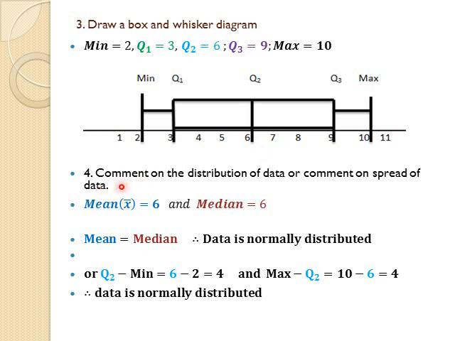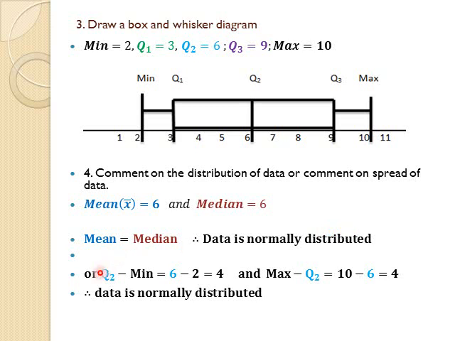Now for number 4, they say I must comment on the distribution of data or comment on the spread of data. One of the two would be tested. So first way, my mean here equals 6 and the median is 6. So when my mean equals my median, we say data is normally distributed.